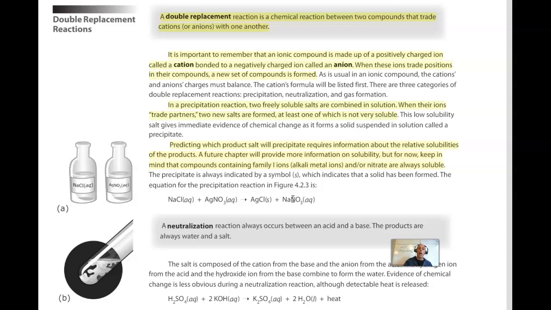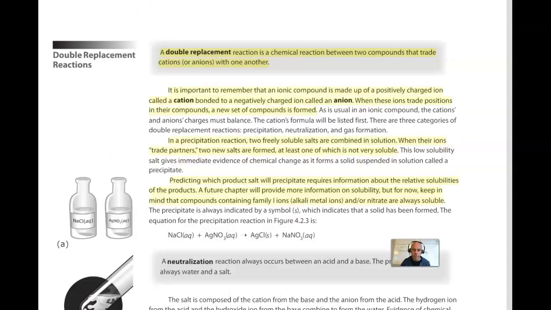Assume that for now all double replacement reactions will occur, and that one of the products will be insoluble and one will be soluble. You'll be able to use those solubility rules, all group 1 metal salts are soluble, all nitrates are soluble, to predict which of the products is going to be solid, the precipitate, and which will remain in solution. Let's practice that before we get to the second half of this section about neutralization reactions.